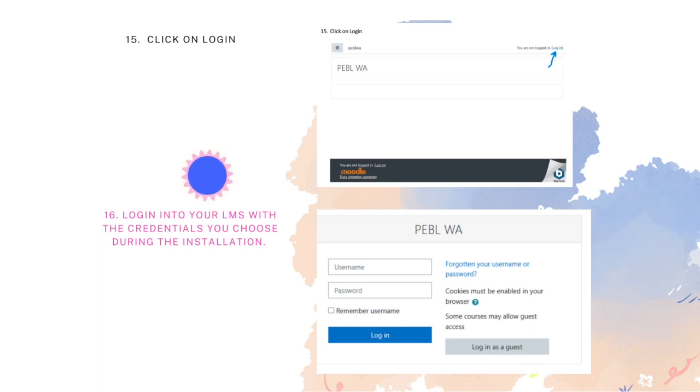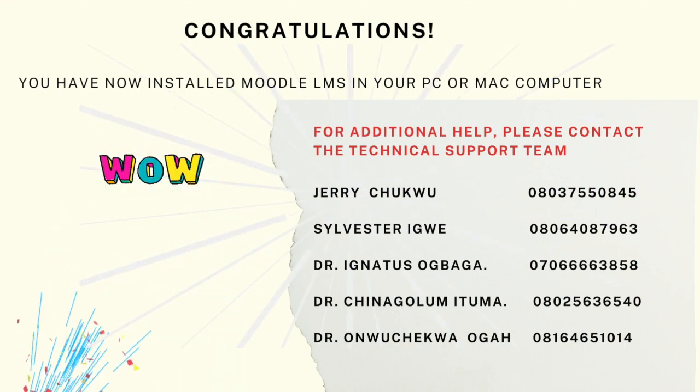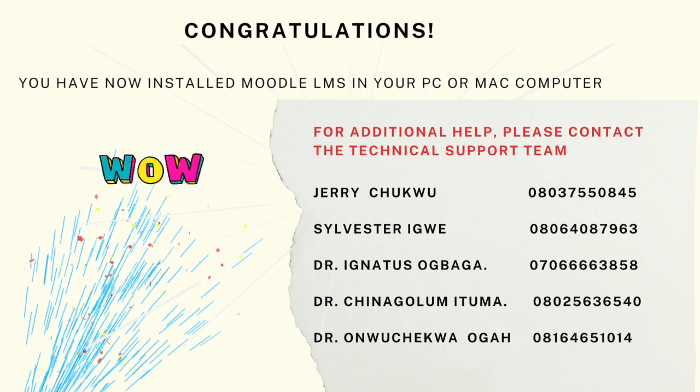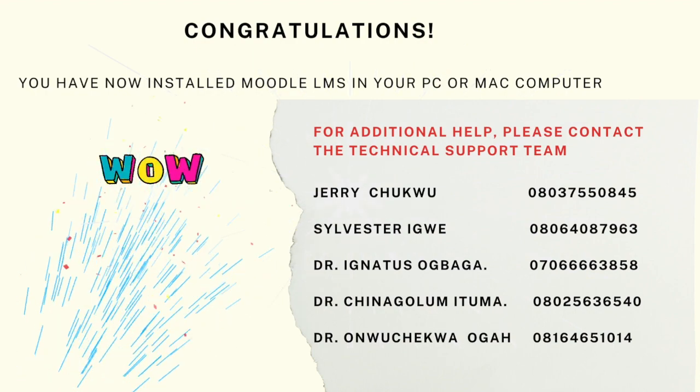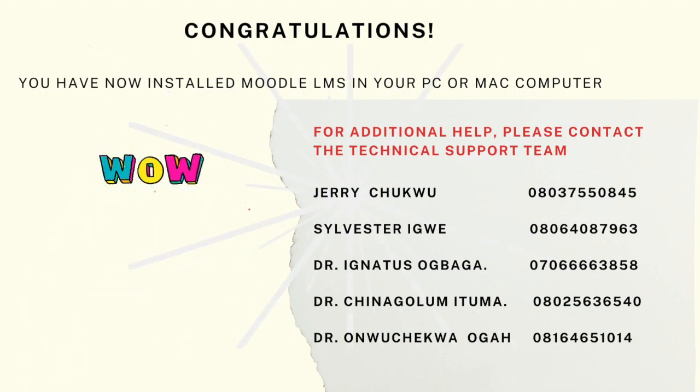In case you don't want to be entering your username and password each time you want to access your LMS, simply click on Remember Username. Whereby you don't want it, you can leave it like this. The choice is yours on what to do here. Now, as soon as you enter your username and password, simply click Log In. Here you are. Congratulations! You have now installed Moodle LMS in your Windows or Mac computer.